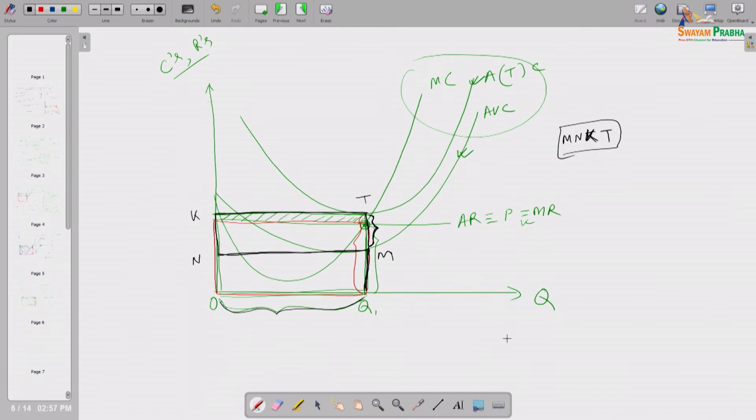His profit will be, he is stopping production, so his output quantity is 0. So, total revenue will be price into 0 equals 0. So, his total revenue is 0 minus total cost. Total revenue is this, total cost is this, right. So, his total profit will be this entire area with a negative sign. By producing this much, his total profit is this entire area with a negative sign.